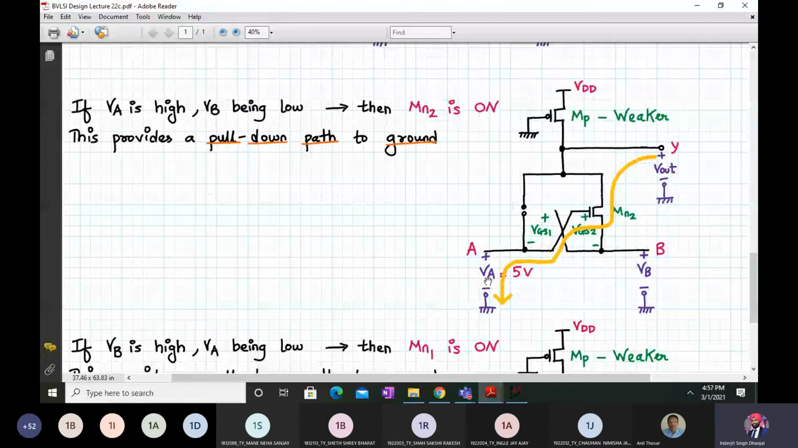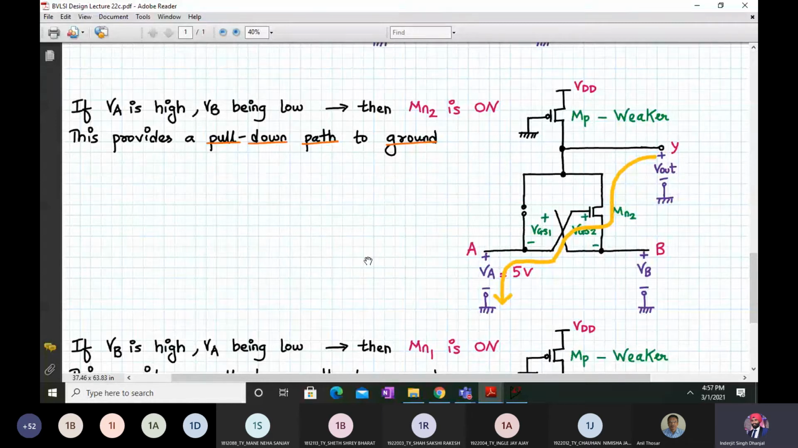Whereas if you apply 5 volts over here, the MN2 transistor, which is the NMOS transistor, will be on, because you have applied 5 volts at the gate. Definitely this transistor will be on. So the output will be pulled down towards ground via this path. You can see this yellow color curve. The output is going towards the ground via this path when VA is high and VB is low.